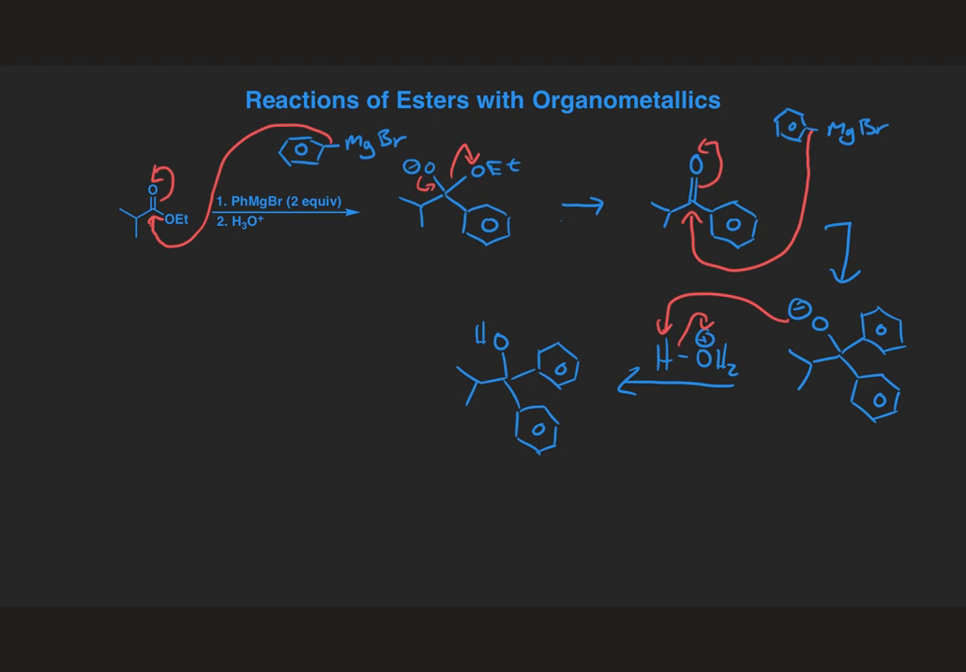You may be wondering why you couldn't just add one equivalent of the phenylmagnesium bromide and stop at this ketone. That reaction is messy and it doesn't work well because this ketone is more reactive to a Grignard than this ester. It's very difficult. In fact, you can't really stop here. You have to keep going. And so in order to get a clean reaction, you need two equivalents of the phenylmagnesium bromide with an ester or an acyl chloride.